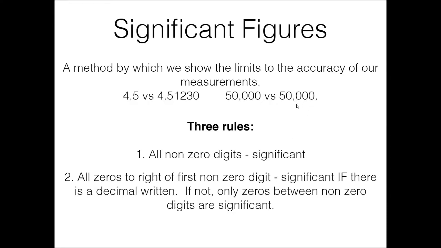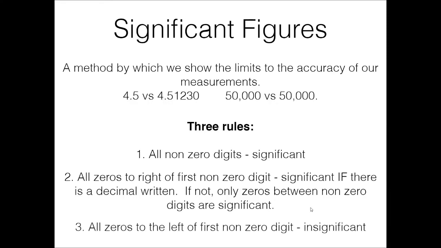So here we have an example of rule number two, where we have a decimal written versus a decimal not written. For this particular number, 50,000, only the 5 is significant because these trailing zeros are not followed by a decimal. So the 50,000 without a decimal has one significant figure. If I write the decimal, all the zeros trailing the first non-zero digit are actually significant now. So now I have 5 significant figures. 1, 2, 3, 4, 5.